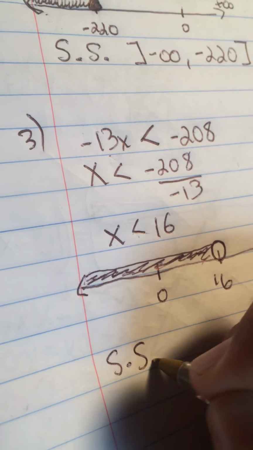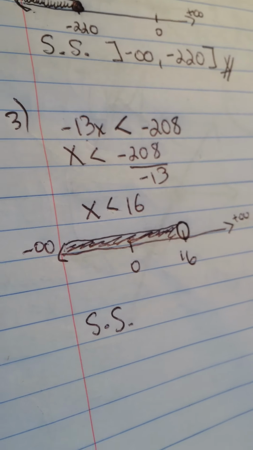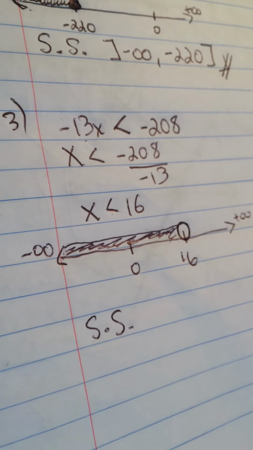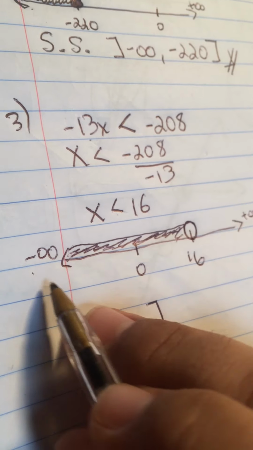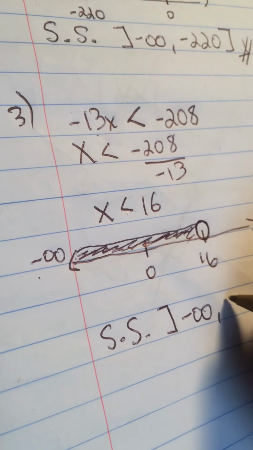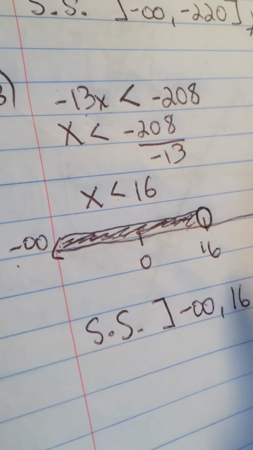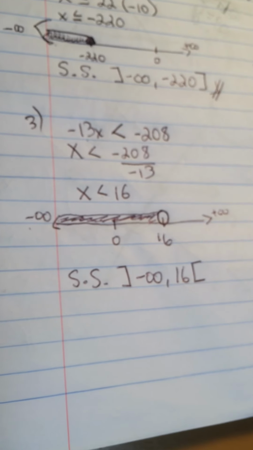Okay, and our solution set. Remember the infinites. So where does this start? Not included, because it starts at negative infinite and it stops at 16. Is 16 included? No, because it's open. And there we have our answer.